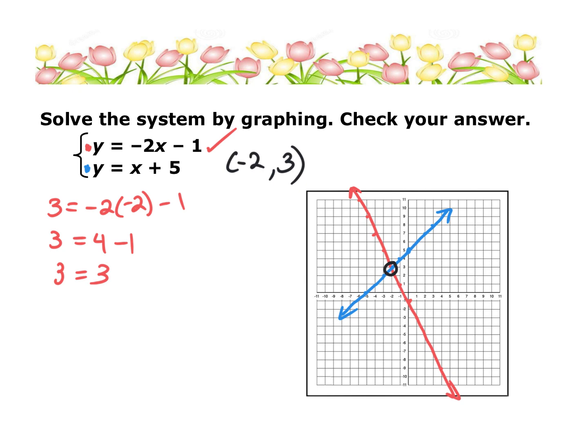And we're going to do the same thing for the blue. 3 equals -2 plus 5. And 3 equals -2 plus 5 is 3. So we get that this is a solution for both equations.